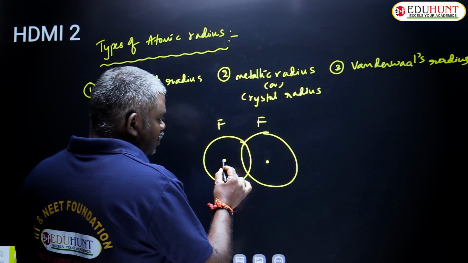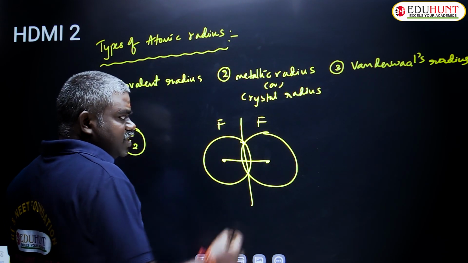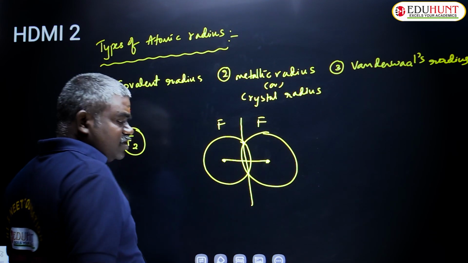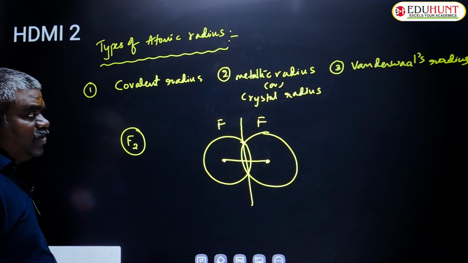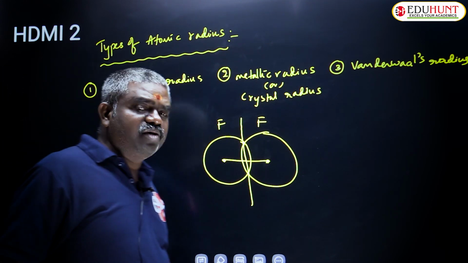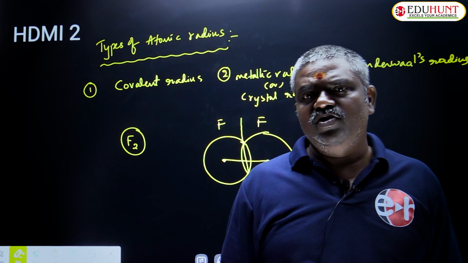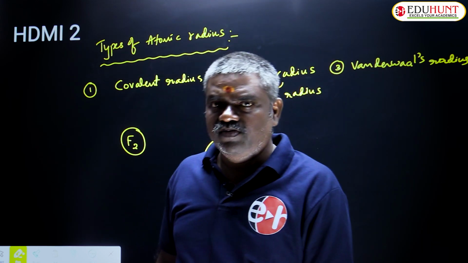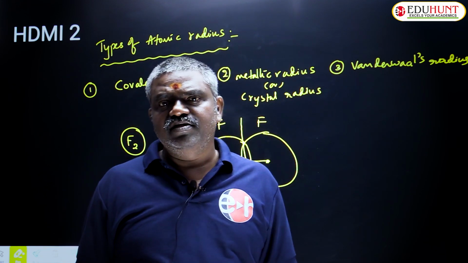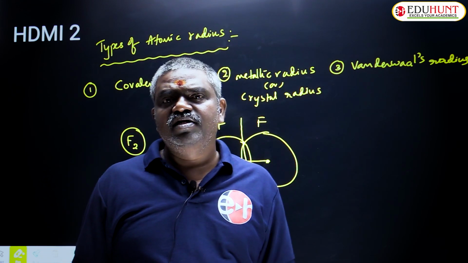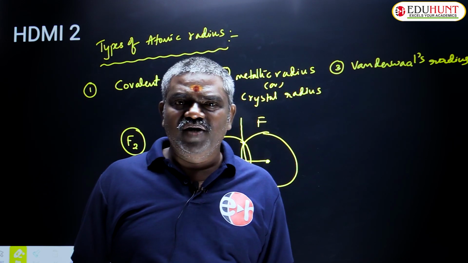Covalent radius means half of the distance between the centers of the two atoms. Half of the distance between the centers of the two atoms is known as the covalent radius of fluorine, because these atoms are bound by a covalent bond. What is covalent radius? It is half of the distance between the centers of the two nuclei which are bound by a covalent bond.